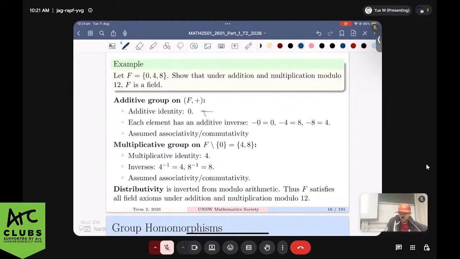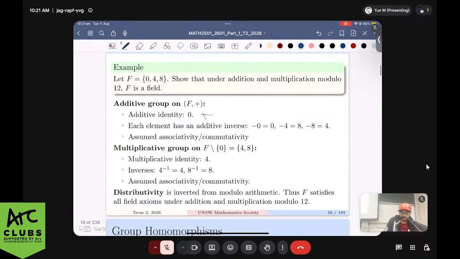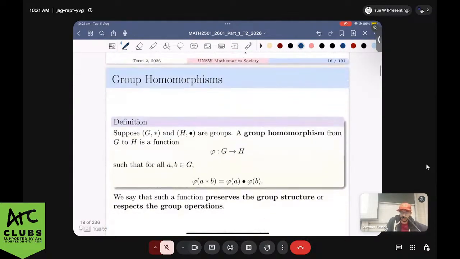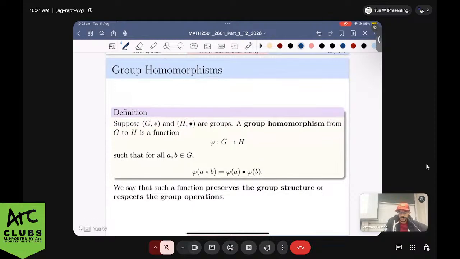And inverses and associativity, commutativity, and distributivity is inherited from mod 12 arithmetic. Okay, group homomorphisms. So this is just a function between two groups, and it's a function which respects the structure of the groups. So you have this property, phi of A star B equals phi of A dot phi of B. What does that mean?